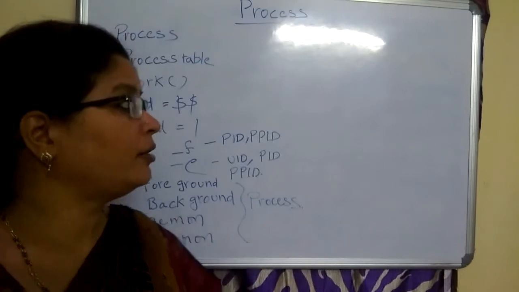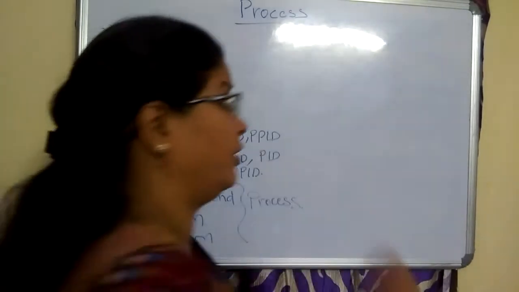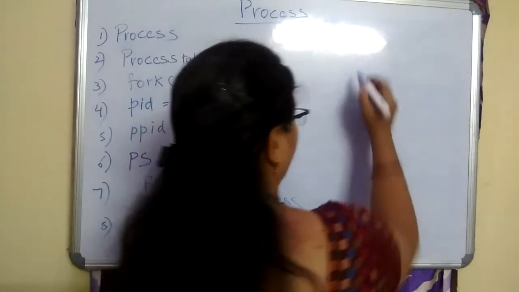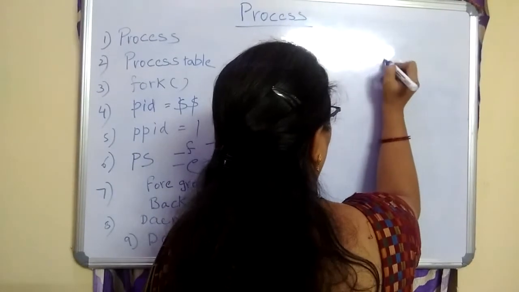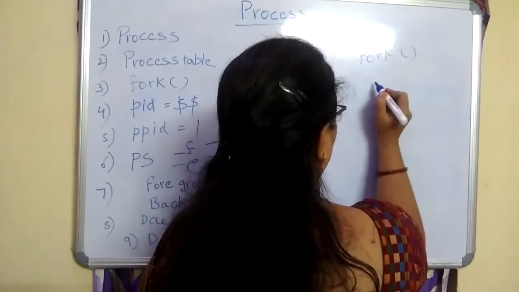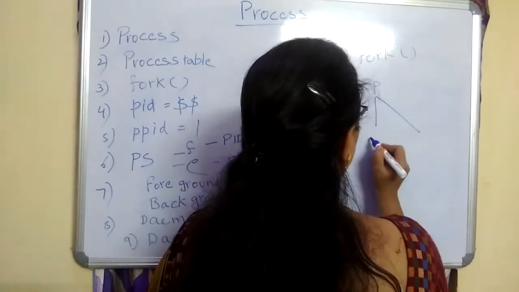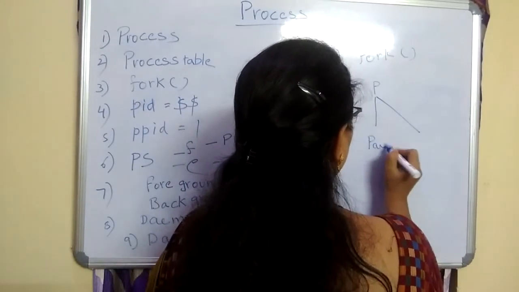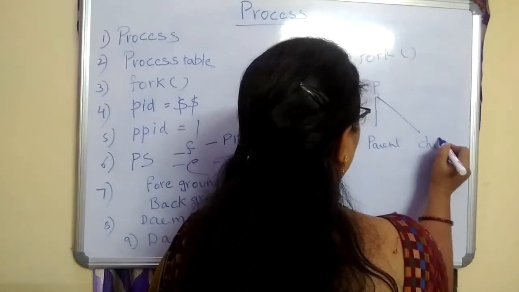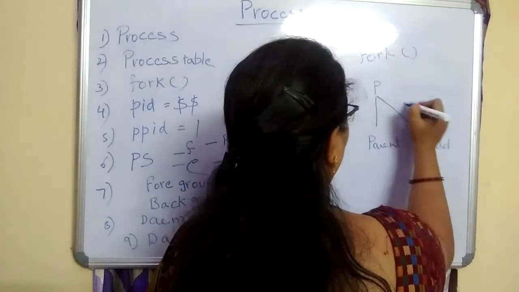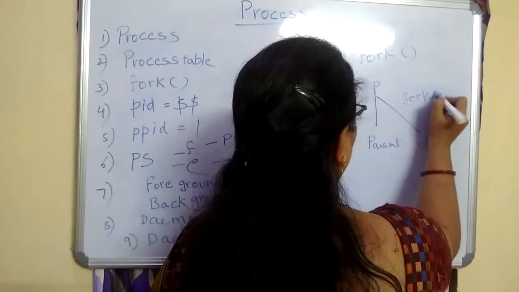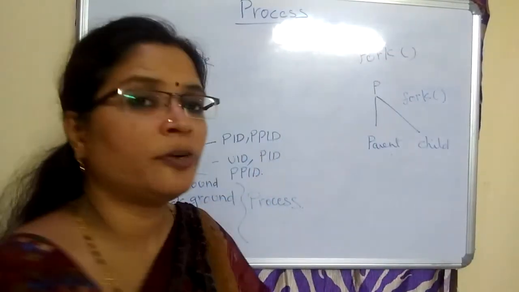Now we see what are the various system calls associated with the creation of a process. There is one system call called the fork system call. With this fork system call, whenever a process is currently running, it will be divided into two. This is called the parent and this is called the child. With the help of what? The fork system call. What is the meaning of the system call also?